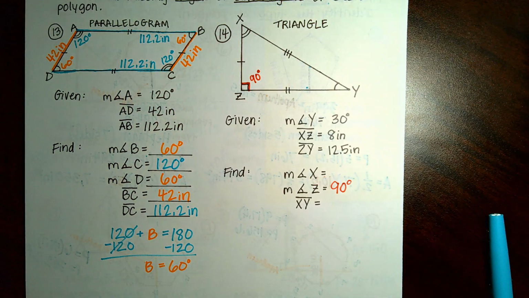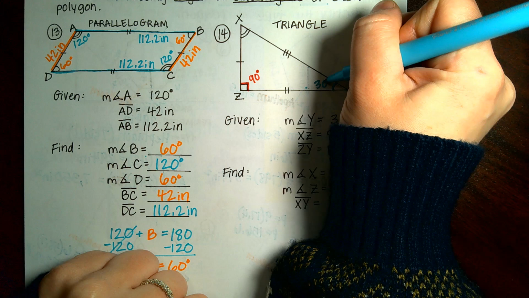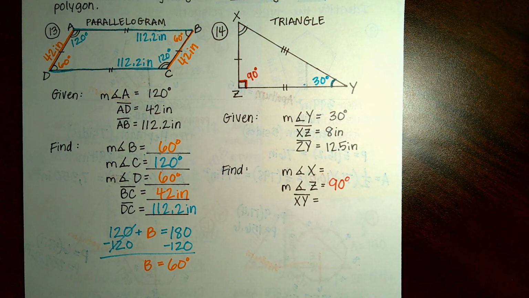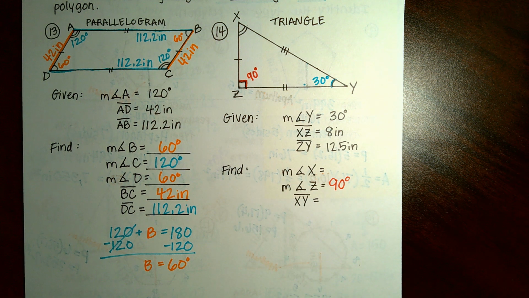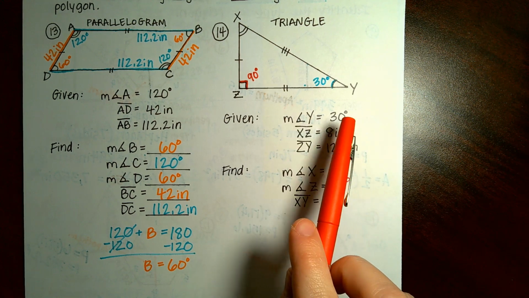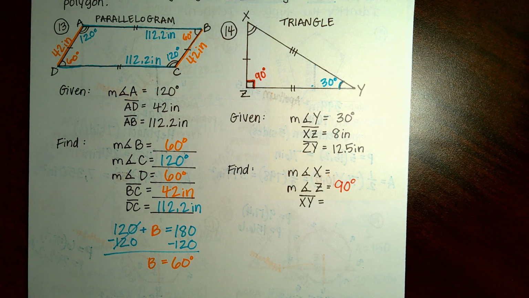Did we know angle N? The angle Y is 30. Why do you have to put the M in front of the angle sign? So the M stands for measure of that angle. So when we label, yeah, that's a great question. That just means the measure of angle Y is 30 degrees. We know that from X to Z, it's 8 inches. Mark that.